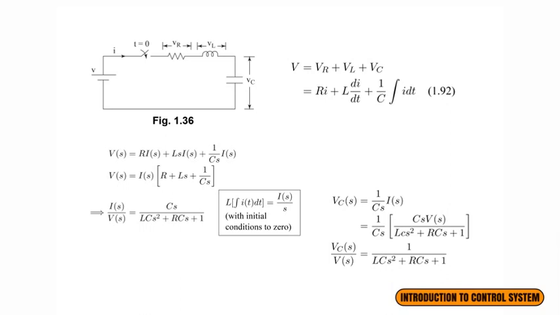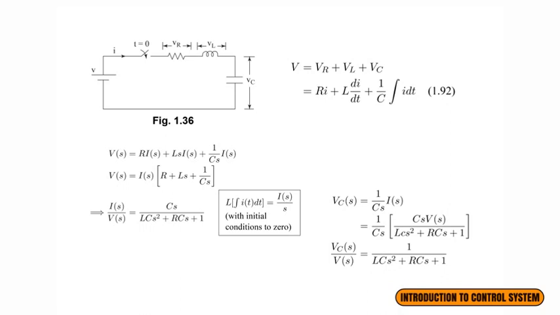To make this a pure differential equation, you differentiate one more time, then you get d square I by dt square. So it is second order. That's why you are getting s square. If you take the Laplace transform of L d square I by dt square, you get L s square. If the initial condition is 0, that's why that LC s square you are going to get. This is the equation for output.